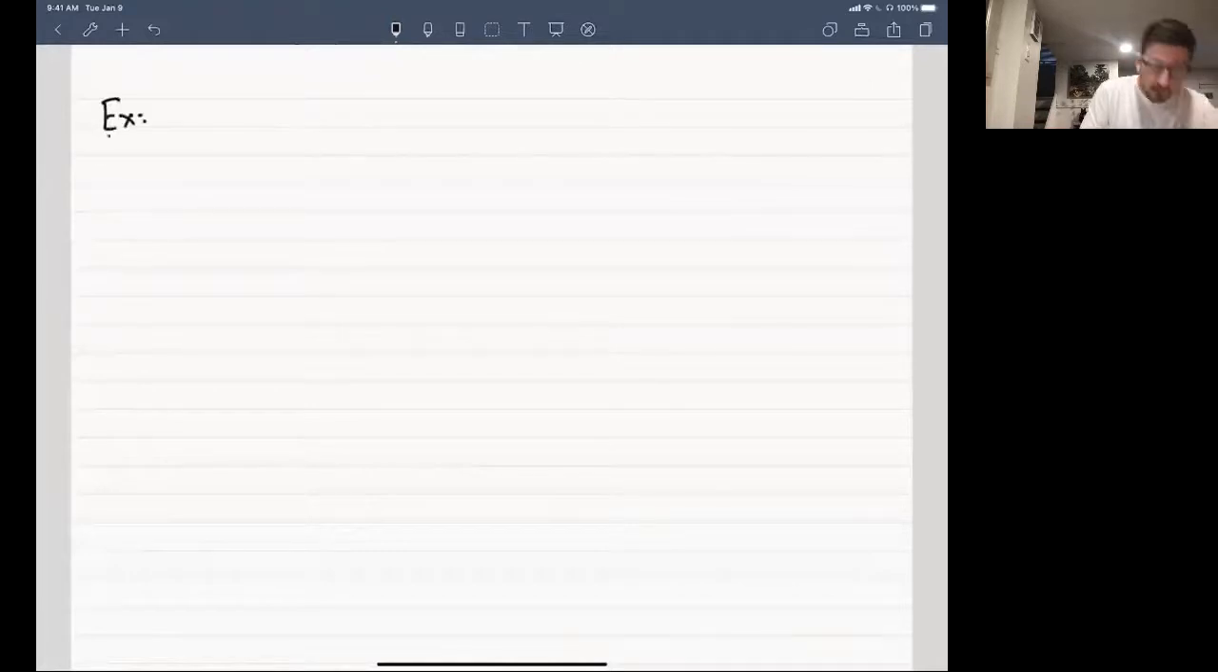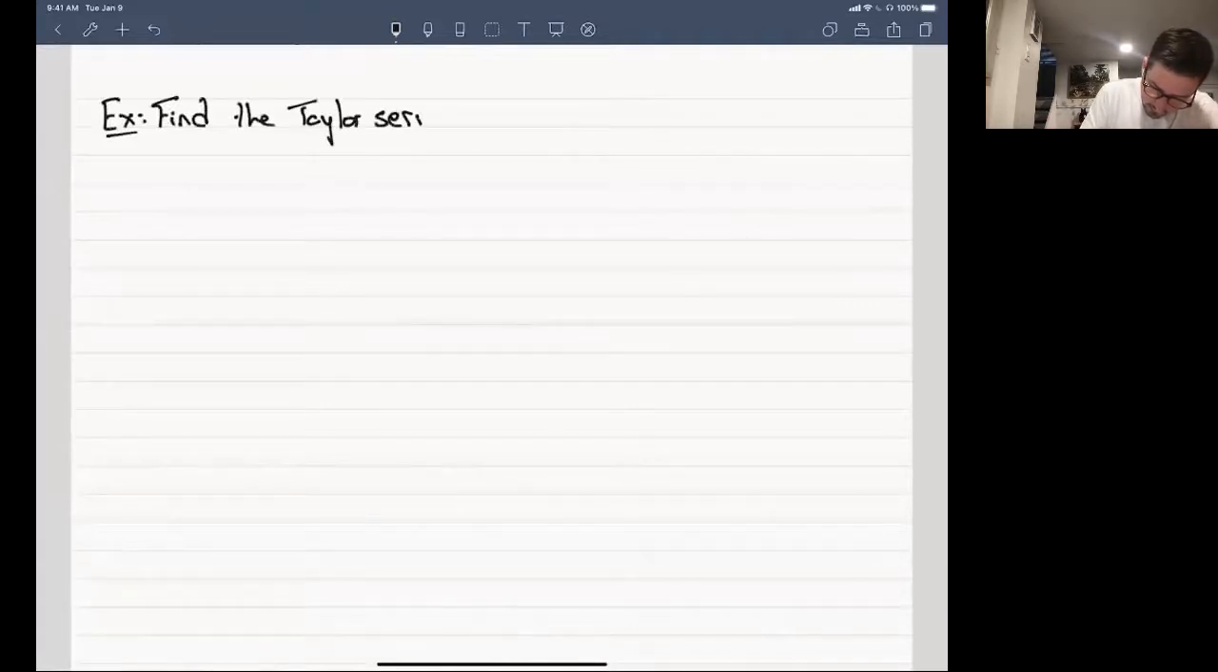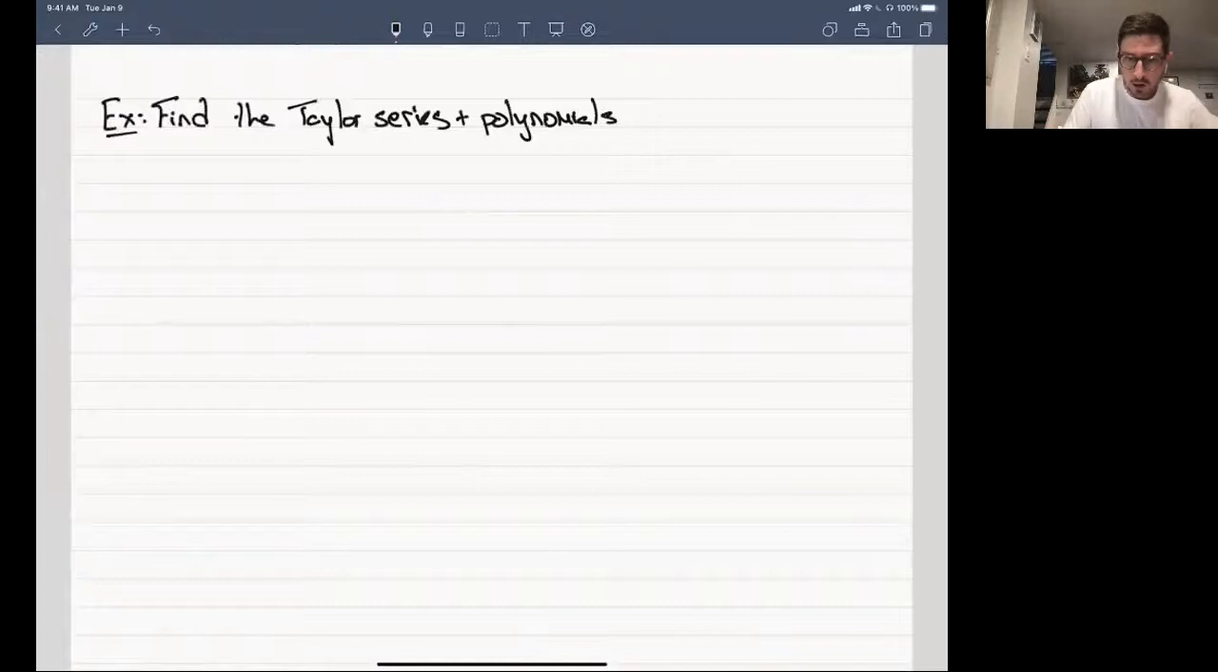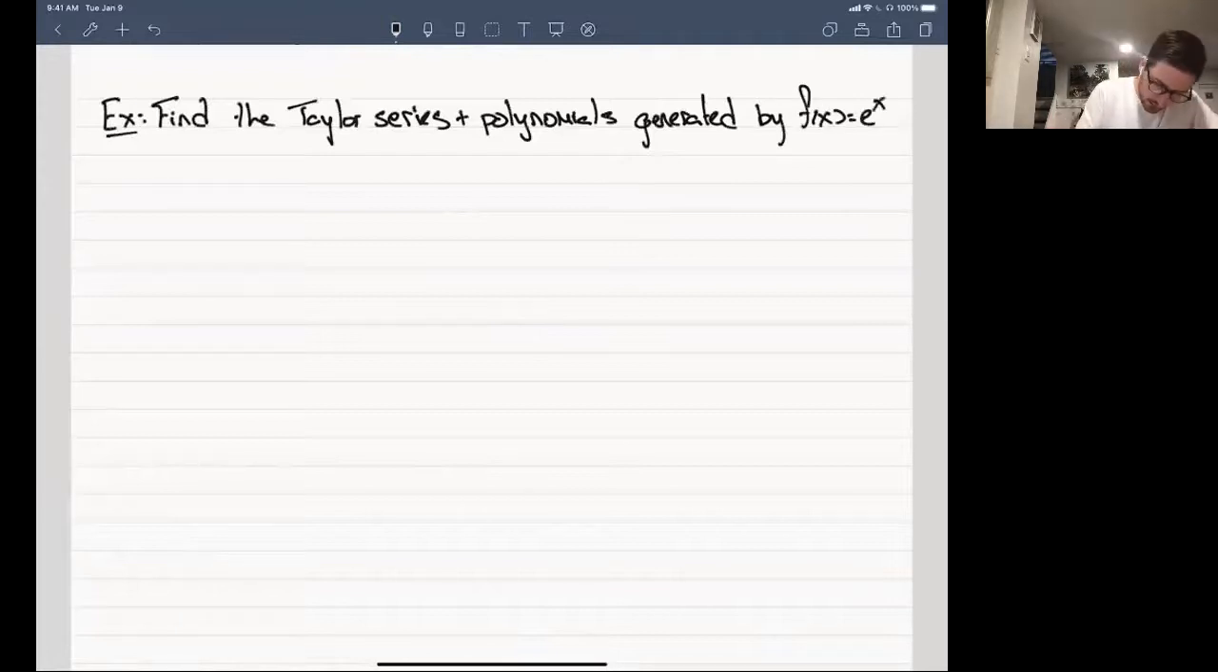Let's find the Taylor series and the Taylor polynomials generated by f of x equal to e to the x at x equal to 0. Okay, so again, this is a weird one, right? Sometimes you might ask yourself, how is your calculator figuring out what e to the power of the square root of 2 is? Well, it can do it using these Taylor polynomials.